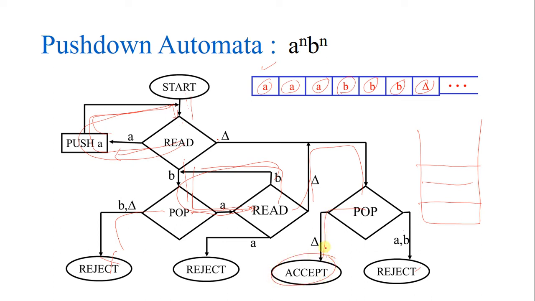For any other scenario where B's are not equal to A's and not followed by A's, it will be rejected. So you can try it yourself, draw it on paper yourself, so that you will definitely grasp the concept.